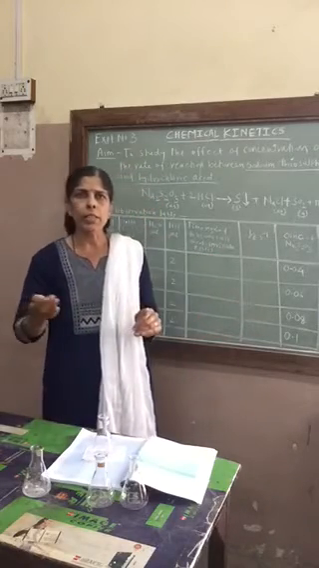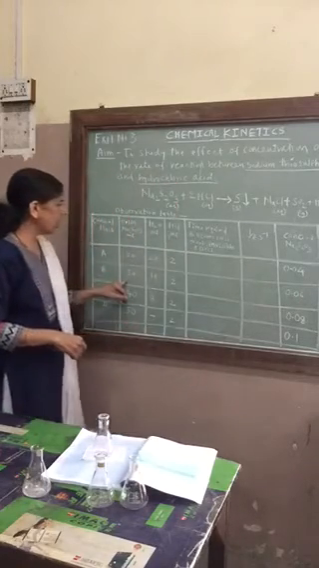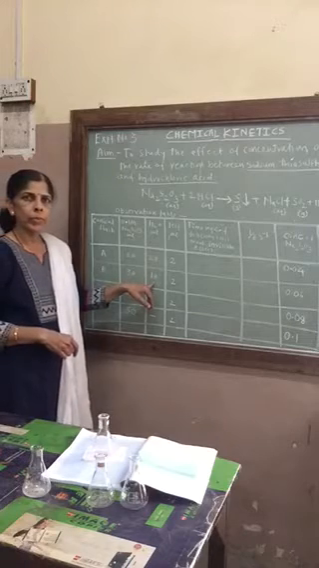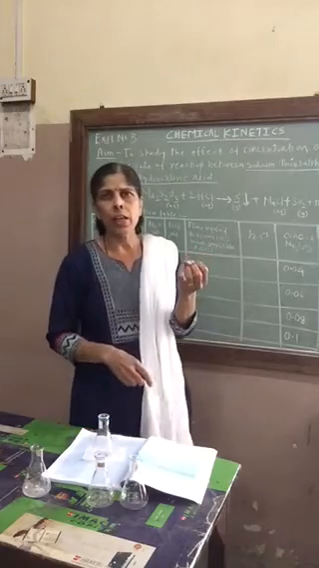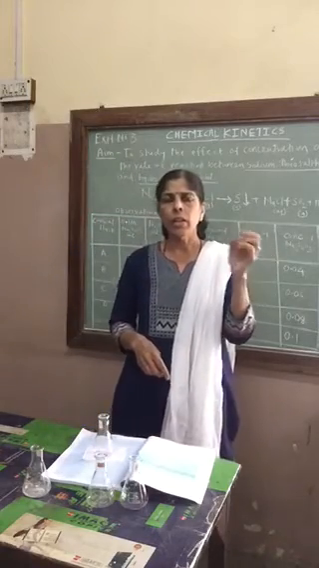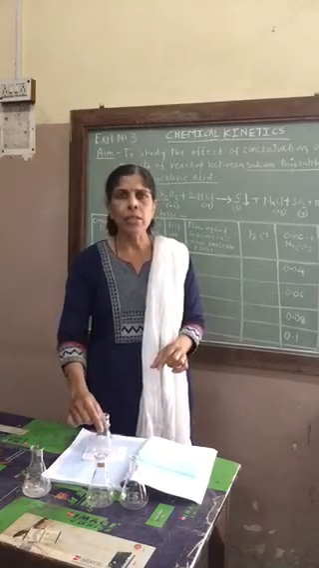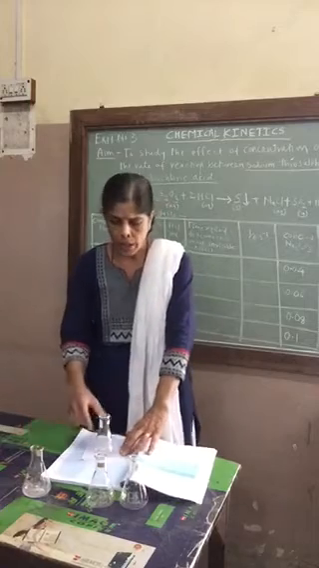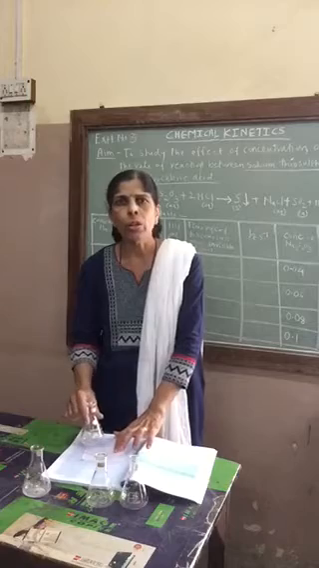Then you are going to take flask B. You have already taken 30 ml of sodium thiosulfate and 18 ml of water in it. Take 2 ml of HCl from the burette in a test tube, and from the test tube add it to flask B. Start the stopwatch and start stirring. Use the same paper for all the 4 flasks.